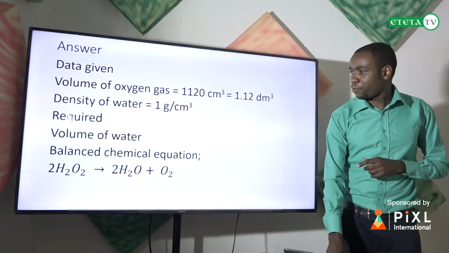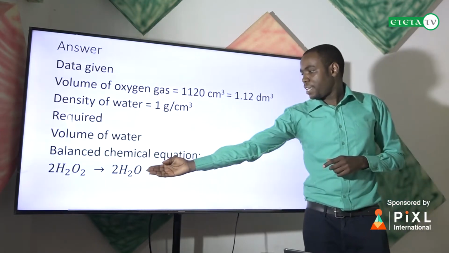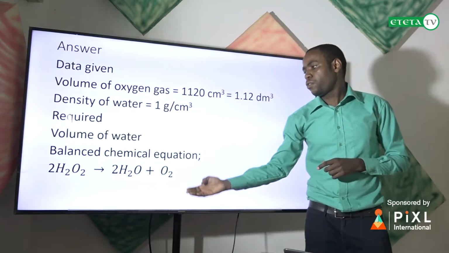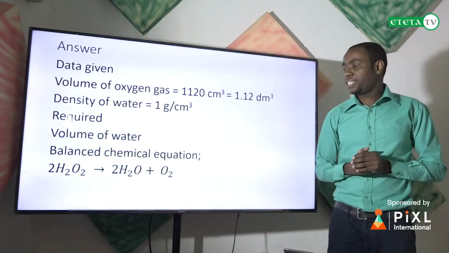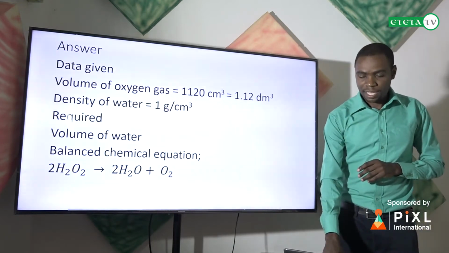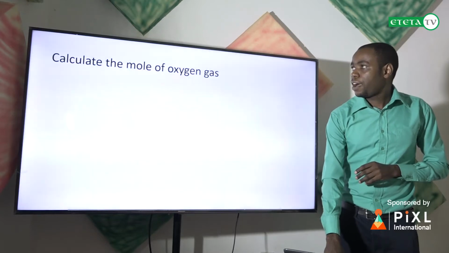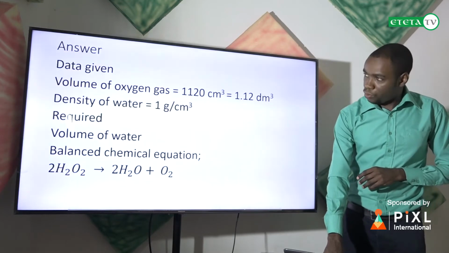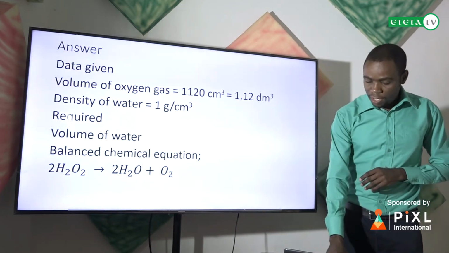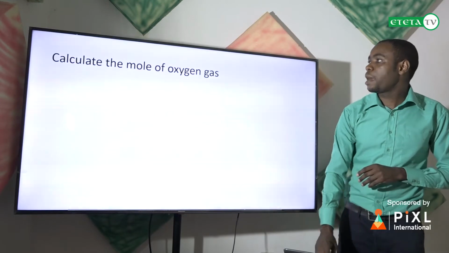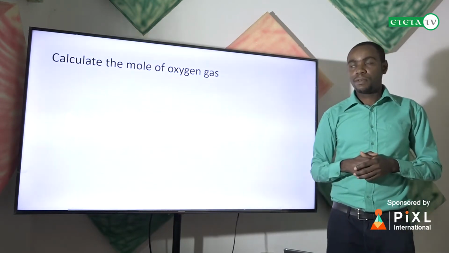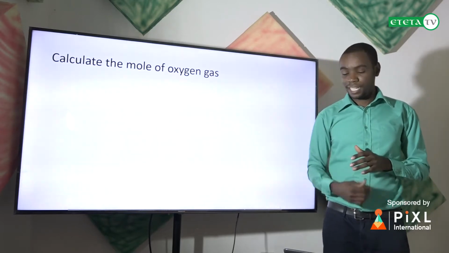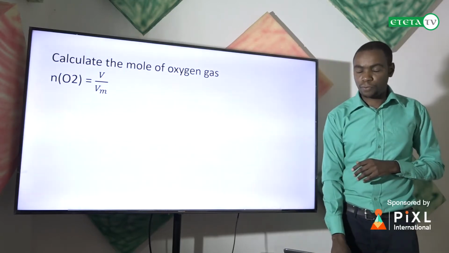Now, the balanced chemical equation: in the decomposition of hydrogen peroxide, you obtain water and oxygen gas. First of all, to calculate the volume of water, you have to start by calculating the number of moles of oxygen gas, because you have been given the volume of oxygen.